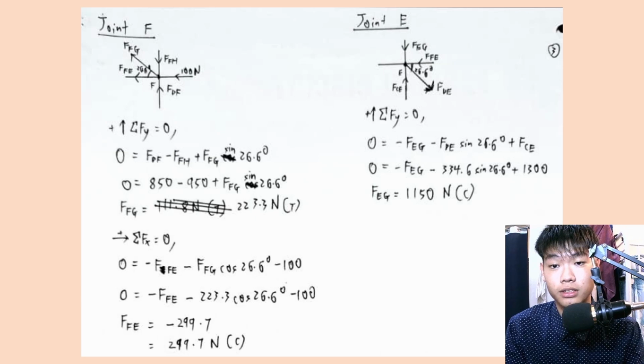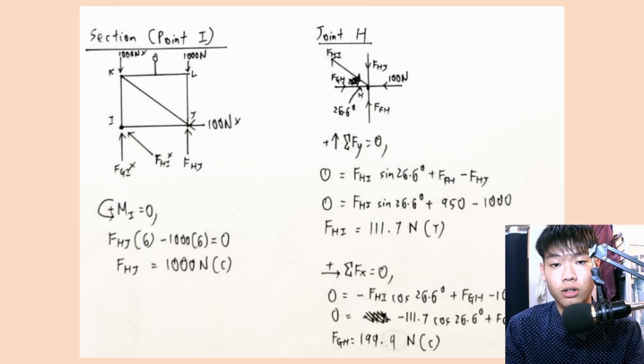By summing the forces in the Y component equal to 0, we can find that the force in member EG is equal to 1150 Newton, which is in compression. By using the method of sections, at point I, we will sum up the total moment at point I equal to 0 and find that the force in HJ is equal to 1000 Newton, which is in compression.